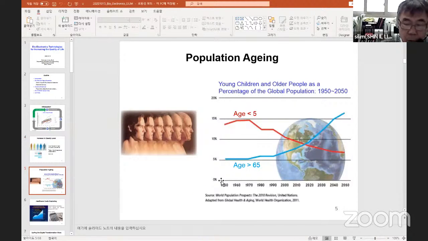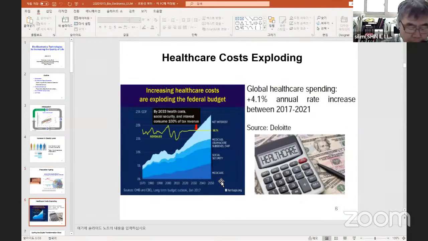Populations are aging throughout the world. As you can see, the population over 65 is larger than the population under 5 globally. Korea also enters the age of aging. Korea is now declining in birth rate and rapidly increasing in aging population. According to the Deloitte report, global healthcare spending is increasing at an annual rate of 4.1% between 2017 and 2021. They also forecasted that healthcare cost will be almost the same as the national one-year budget in the year 2030.